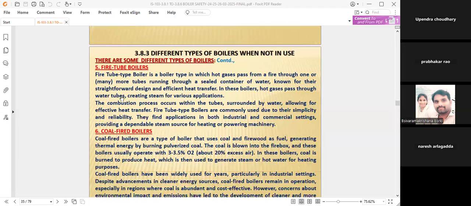Fifth one is fire tube boilers. The fire tube boiler is a boiler type in which hot gas passes through one or many tubes. That means fire inside the tubes running through a sealed container of water. They are known for their straightforward design and efficient heat transfer. In these boilers, hot gases pass through tubes, creating steam for various applications.